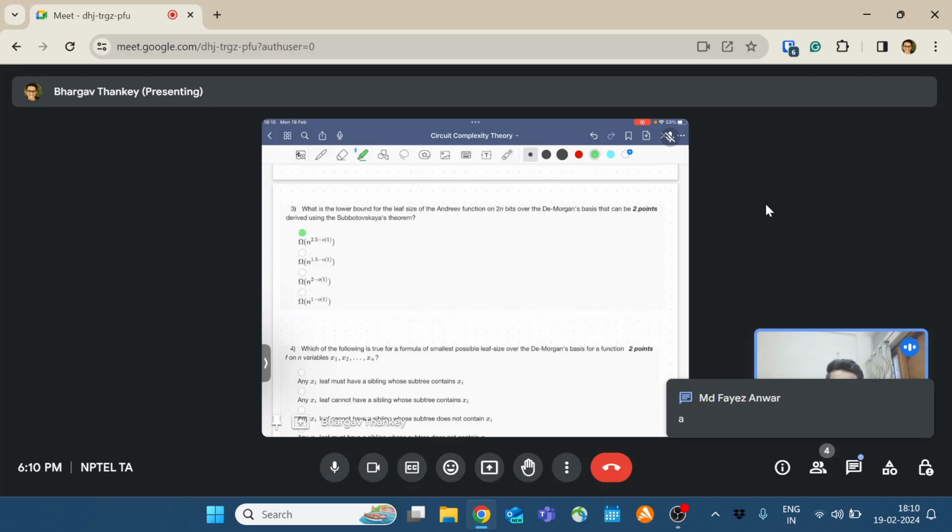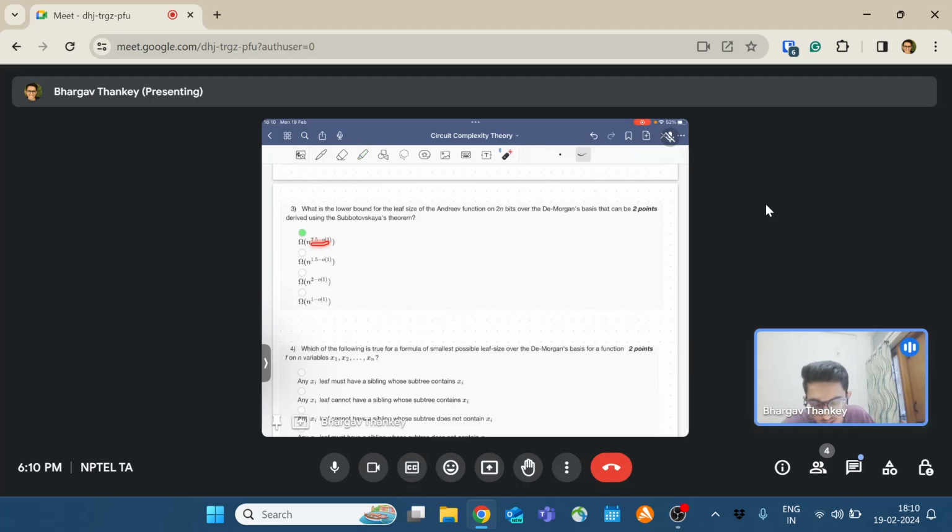Okay, just to ensure that all of us are on the same page, what does 2.5 minus o(1) mean?